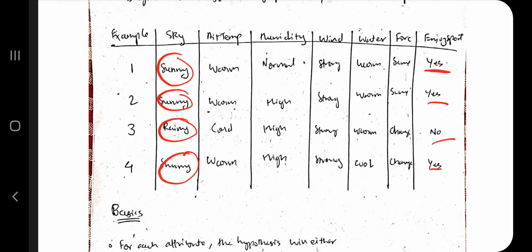So based on all the previous data, you come to a conclusion that when it's sunny, most probably John is going to like the water sport. If it is not sunny, he most probably is not going to like the sport. This is the conclusion we arrive at, right? So how did we arrive at that conclusion?